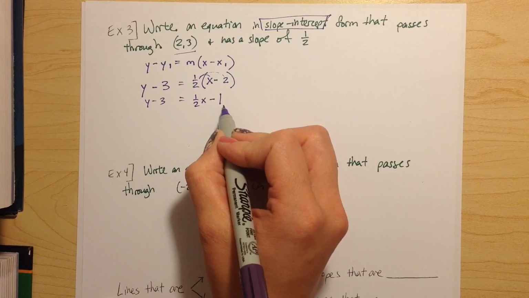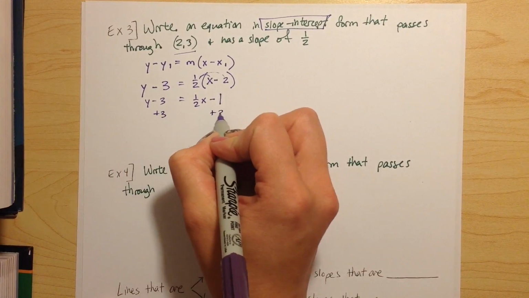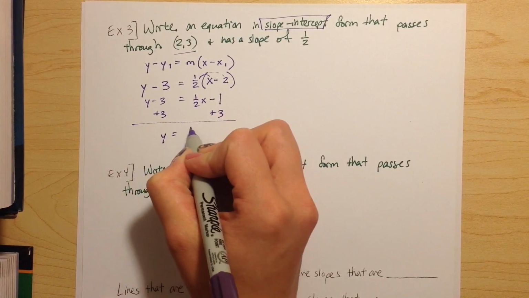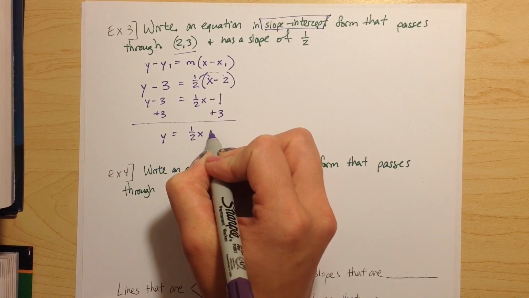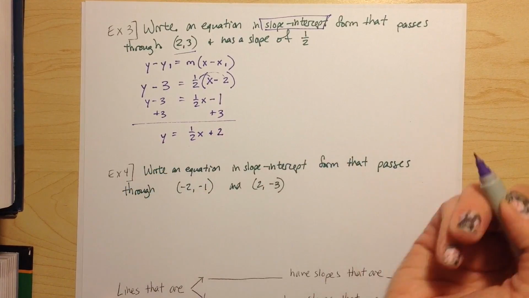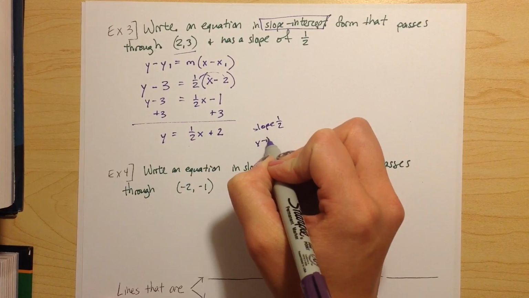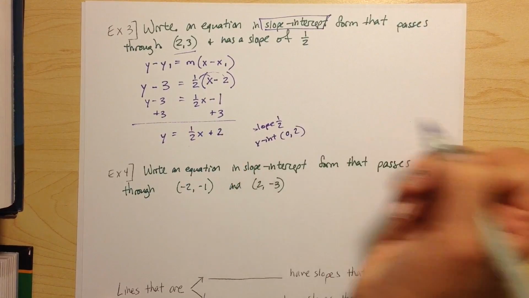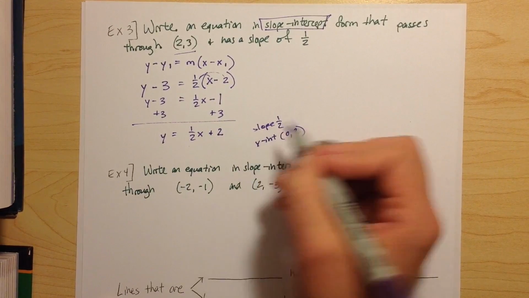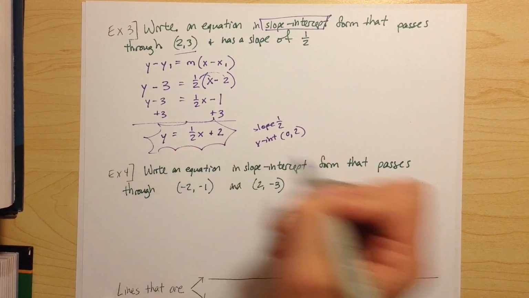Then I'm almost in y equals mx plus b form. I'm just going to add this 3 to the other side. I get y equals 1/2 x plus 2. Y equals mx plus b. There we go. So I know my slope is 1/2. I know my y-intercept is going to be 0, 2 based on that. And that's a really good way for me to graph this. So in slope-intercept form, there you have it.